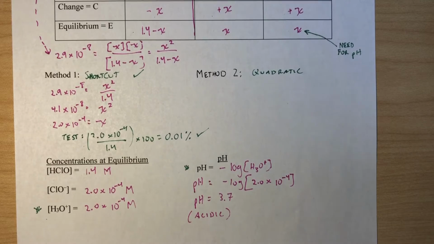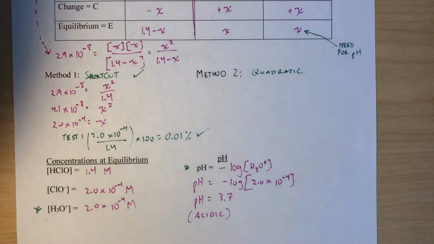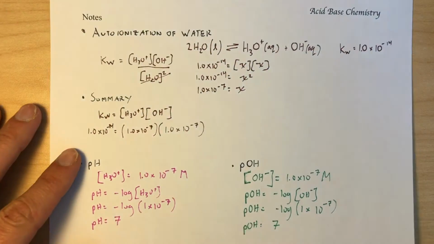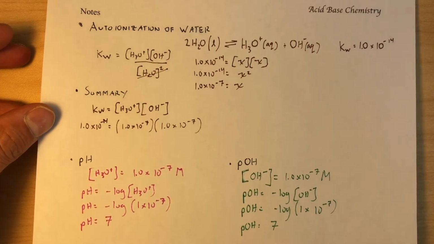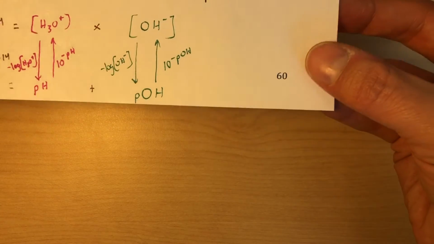Before we move on to example 4, we're going to skip over to our empty notes page because we're going to include a little bit of information about the autoionization of water. So I wrote this on page 60.